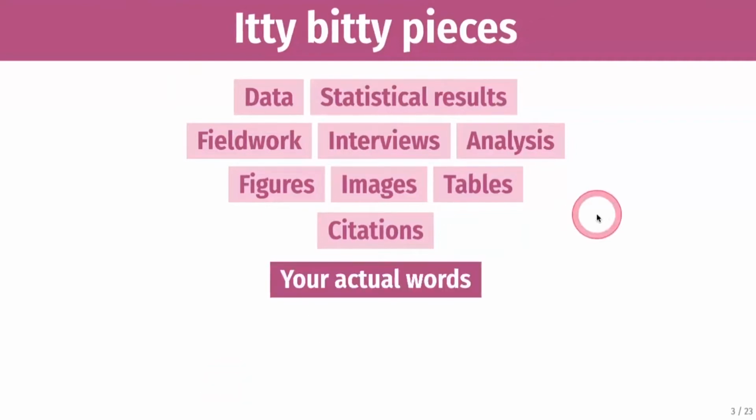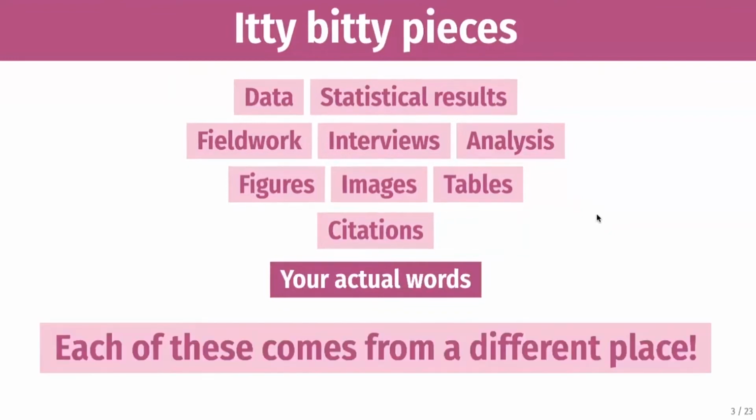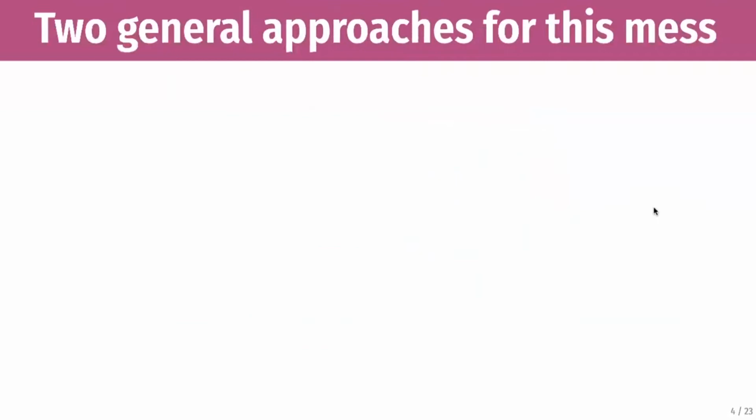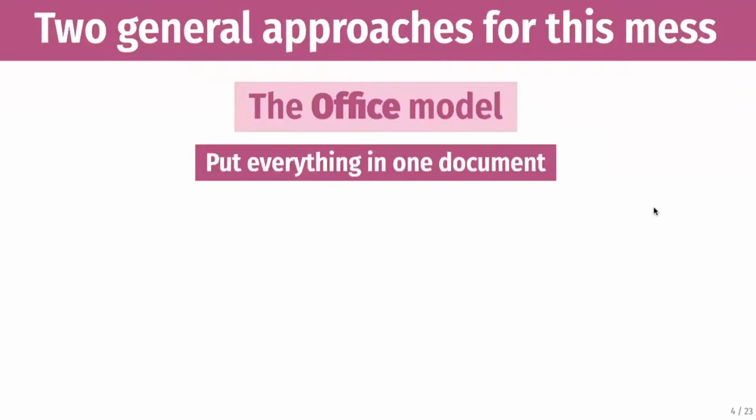You can piece all of these things together with your actual words, all magically. So the tricky part about this research writing is that every one of these things comes from a different place. And so you need to somehow keep track of that, so that you can know what's going on. So there are two general ways to handle all of this mess. There is something called the office model, which is where you put everything in one document. This doesn't mean like office, like you work in an office. This is like Microsoft Office.